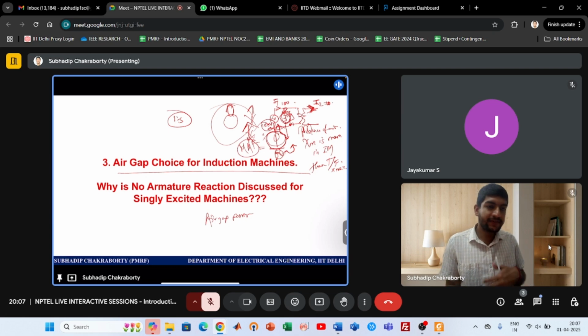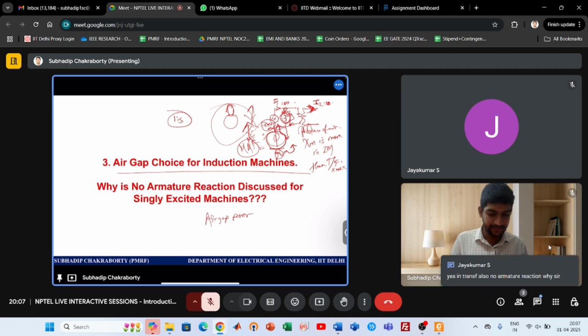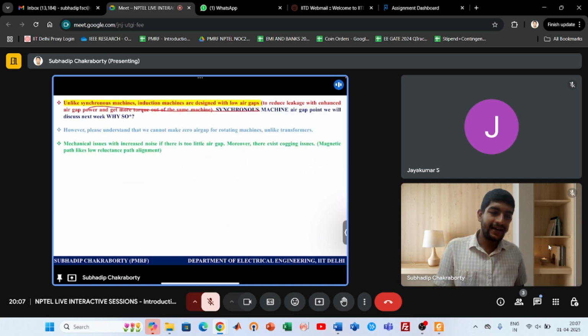But here, since the flux and the power handling stages are the same, or the circuit is same, in reaction theory principle, the MMFs are getting cancelled. So we never talk about armature reaction, right? That's why. Same reason. Okay, so we don't have to talk about it. Just read this. It is interesting that in induction machine, we actually try to design it with lower air gap.